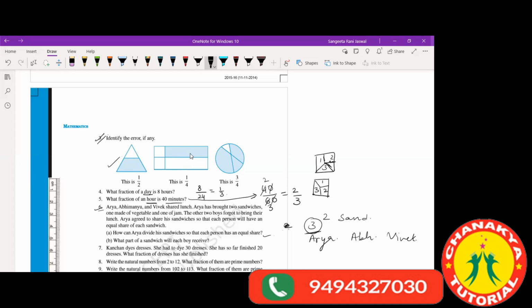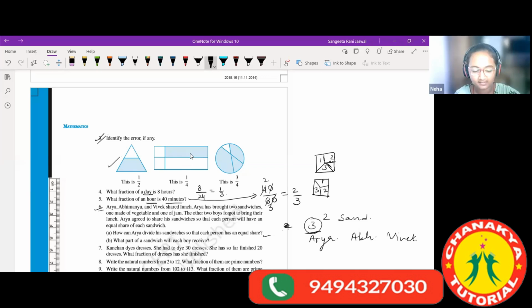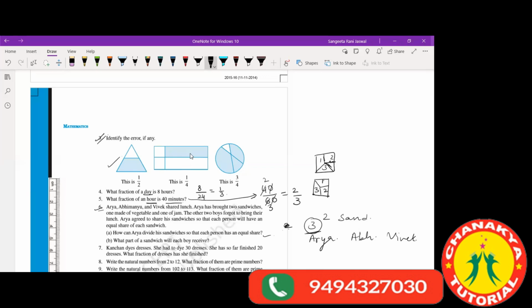Okay, now the next question asked here is, what part of the sandwich will each boy receive? Now, what part will each boy receive? How much part of each sandwich is each boy receiving? So this is 2 by 3. See here, of each sandwich. I'm saying of this one sandwich, how much part is one person receiving?